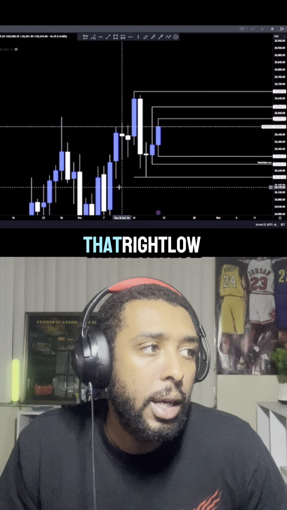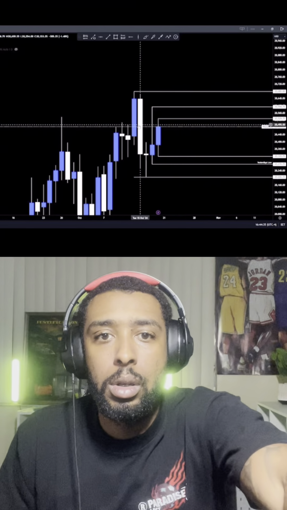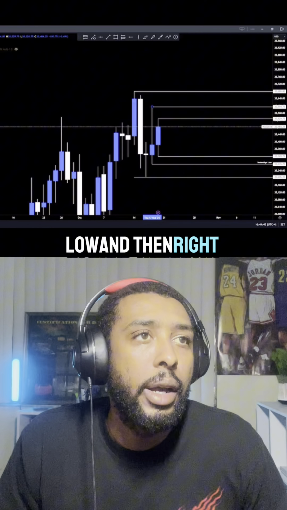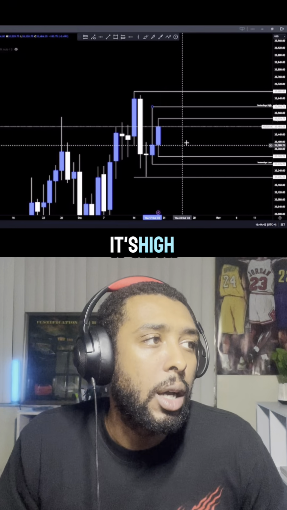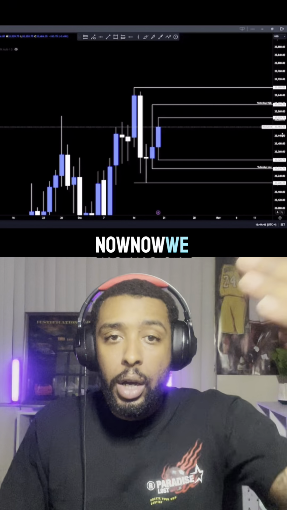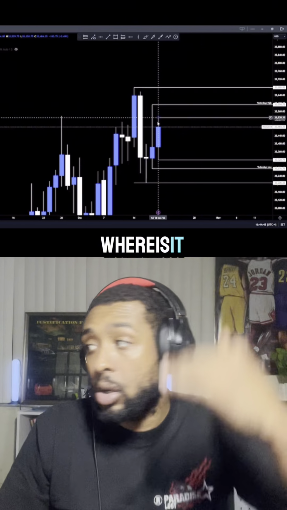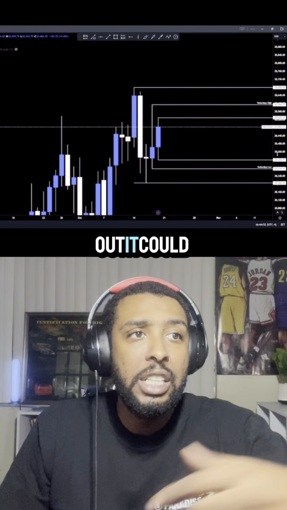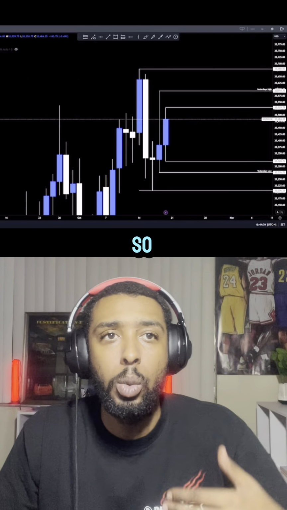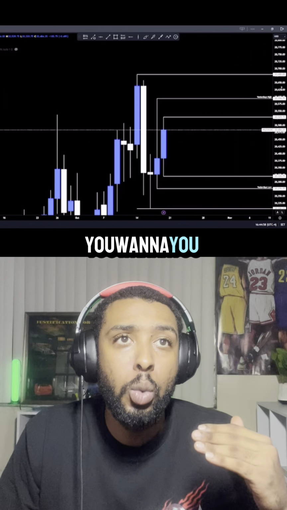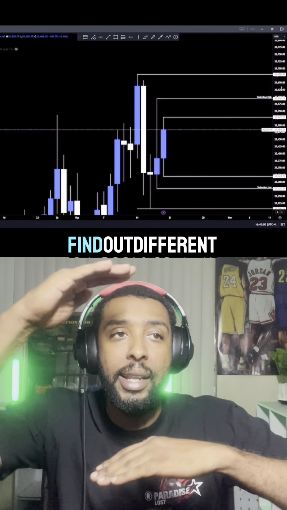So you want to annotate that, right? Low, low, and then right here is going to be the day before's high, yesterday's high. So now we understand if it breaks out, where is it going to go? Right? If it breaks out, it's probably going to go over here. If it breaks out, it could go this way. So you want to see the different levels. So you want to chart your buy side and sell side to find out different levels.